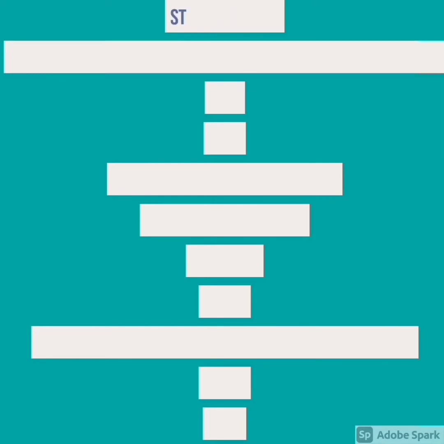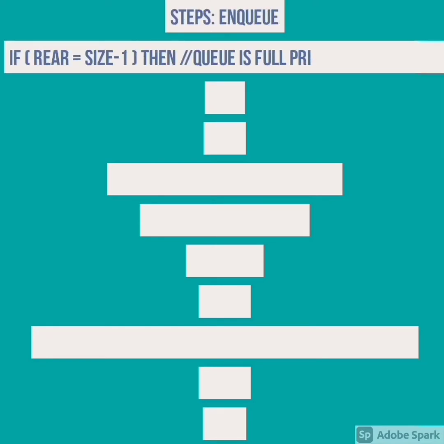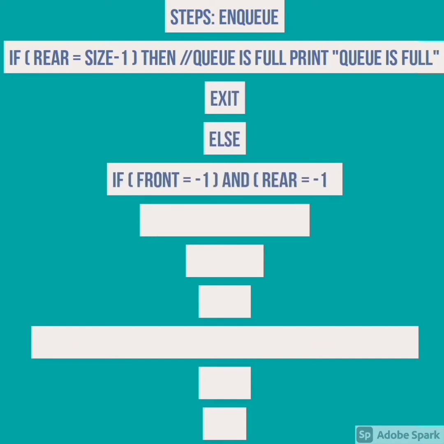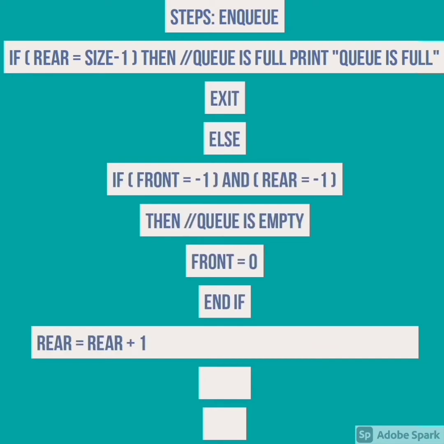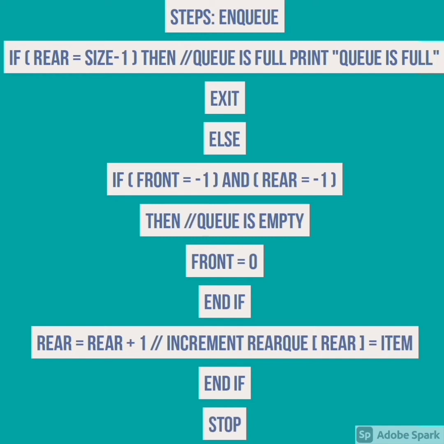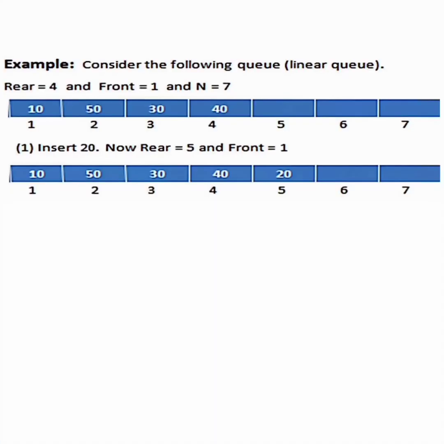Now how does enqueue operation work? First we check if the queue is already full, in which case new element can't be added. If there is space in queue, we insert an element using rear equals rear plus 1. Now 20 is added to queue and rear becomes 5.